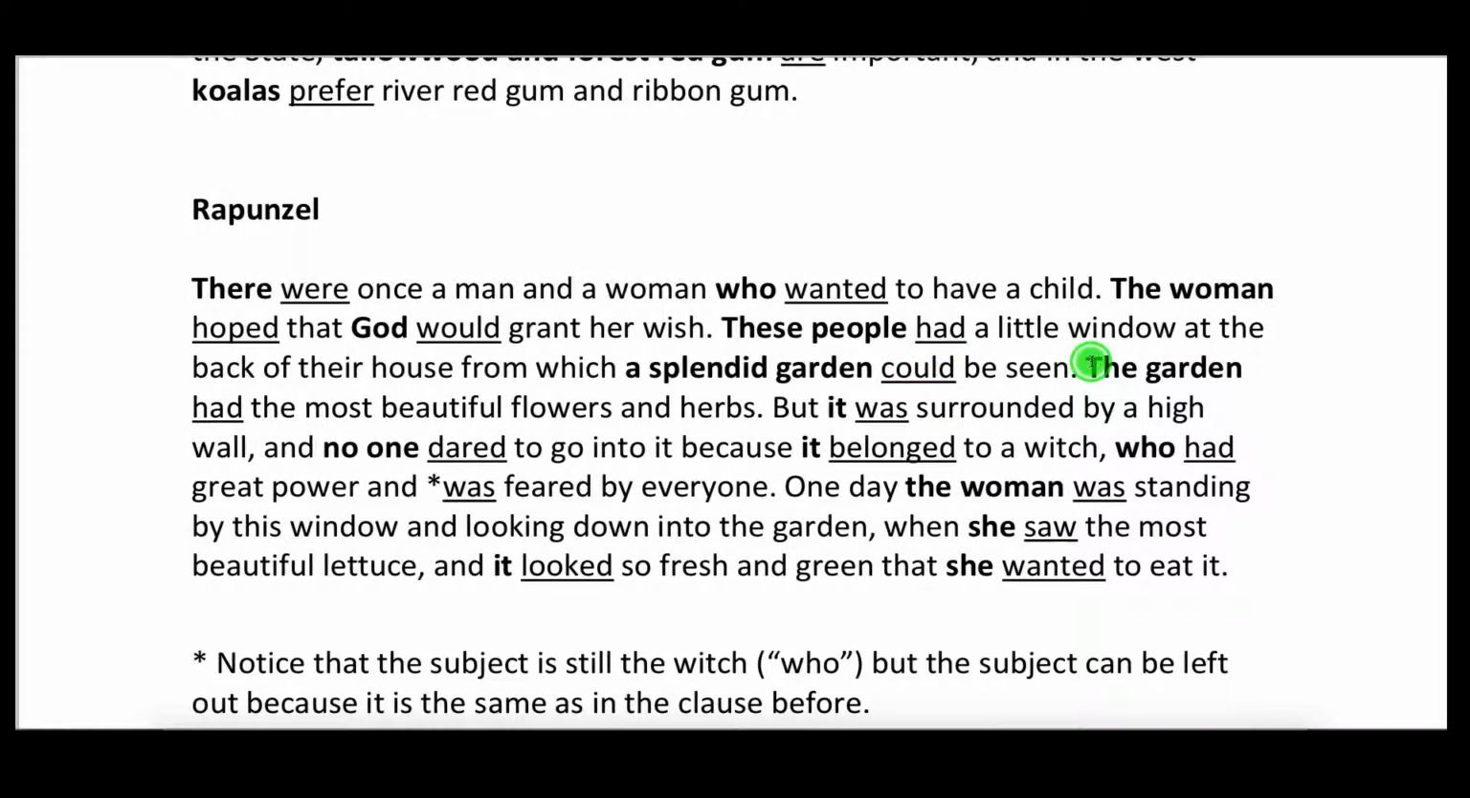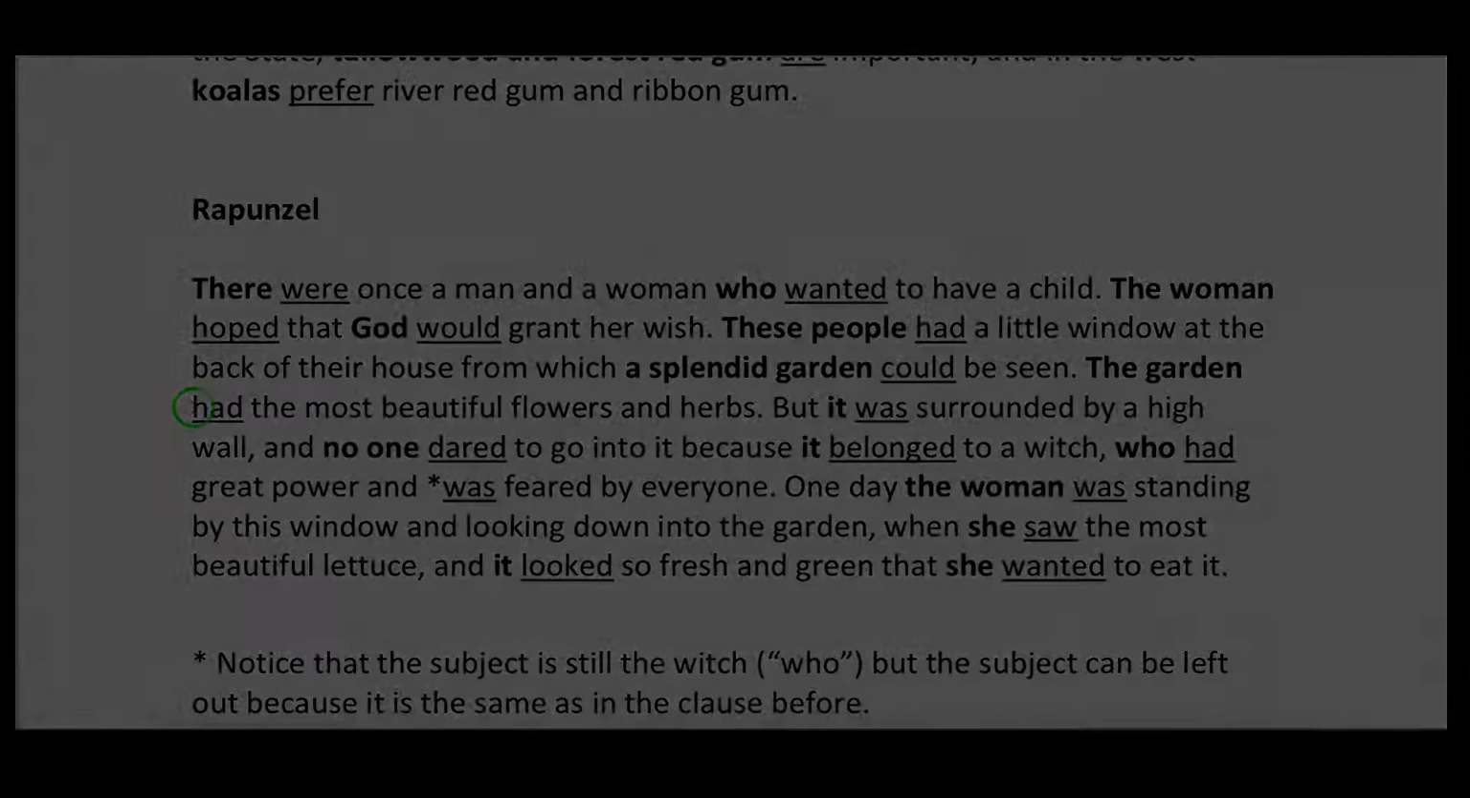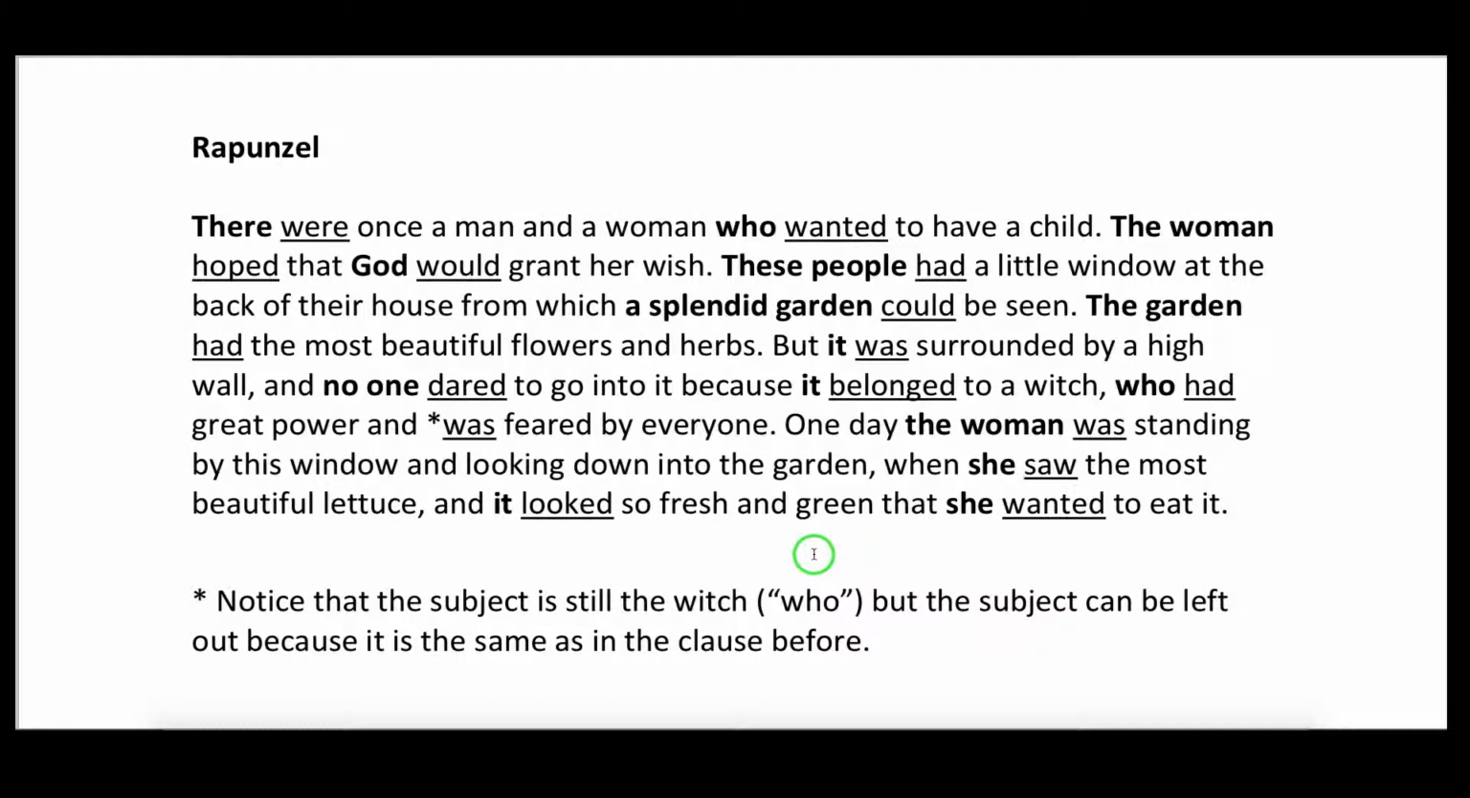The next one, the garden had the most beautiful flowers. That's another example of your regular type of clause with the subject, the garden, and had is the finite. Okay, there's one more thing I wanted to mention. Right here, there's an asterisk.